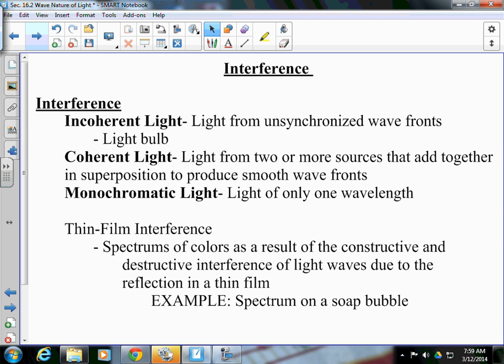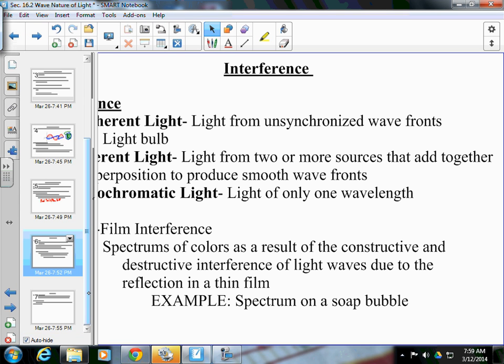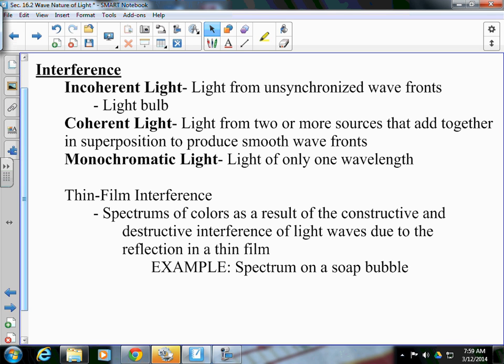A couple things here with interference. Real quick, some more vocab. Very heavy on the vocab intensive part. Incoherent light: unsynchronized wavefronts. Coherent light: light from two or more sources that added together make superposition, or good constructive interference, to produce smooth wavefronts. Monochromatic light: light from only one wavelength.